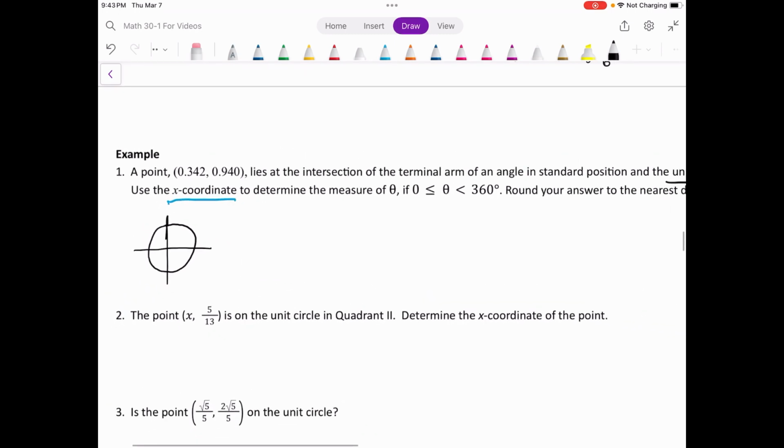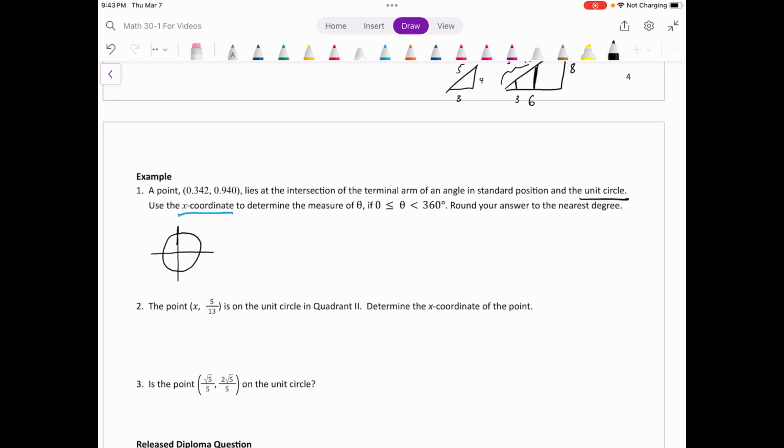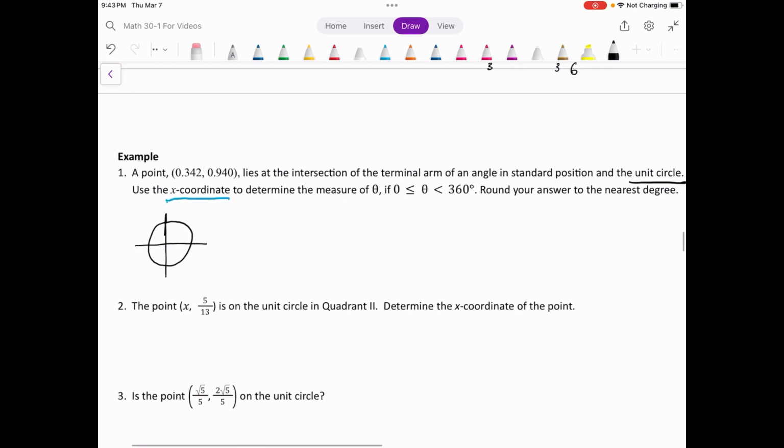Now, it's telling us that where our angle's terminal arm intersects the unit circle is at the point 0.342, 0.940. So which quadrant are we in? Right, we're in quadrant 1 because x is positive and so is y, right? So we must be up here. Okay, so let me just draw what a terminal arm in quadrant 1 would look like.